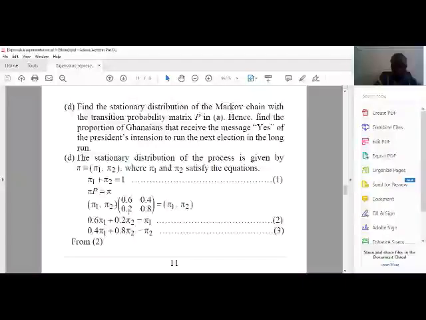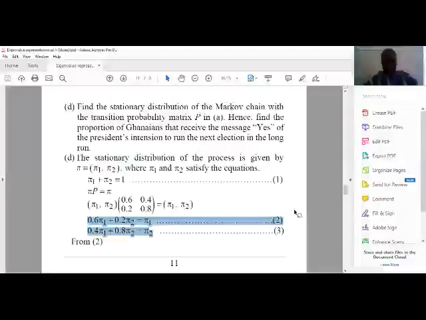So you multiply this times this, that will be 0.6 pi 1 plus 0.2 pi 2, equal to pi 1. Then you multiply this by this, and that will give 0.4 pi 1 plus 0.8 pi 2, equal to pi 2. So we have equation 1, equation 2, equation 3. You can choose any two of these three equations and solve them simultaneously. Any two of them will give you the same answer for pi 1 and pi 2. I think your calculators can easily solve simultaneous equations.